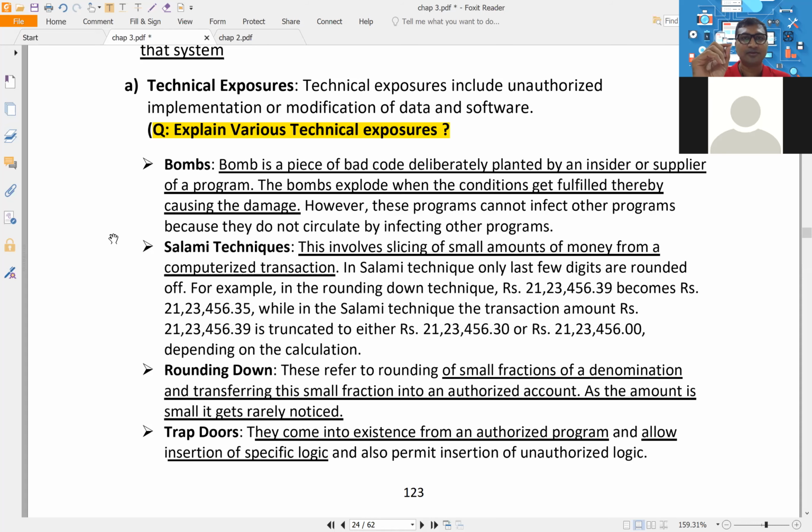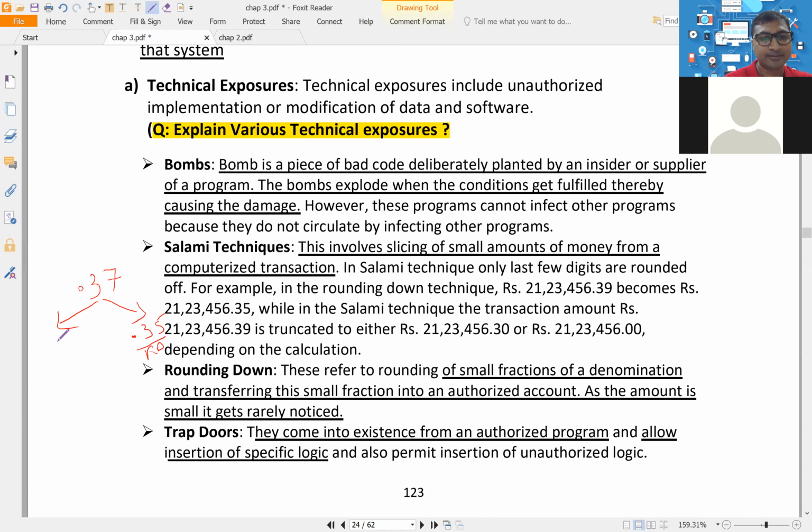Small fraction, then rounding down. Big rounding, which means salami. 0.37, I have given the example 0.37. Then I have divided. I'm just giving you another time. 0.37. Then I give you an example. If you convert 0.37 into 0.35 on the lower side, this is called rounding down.